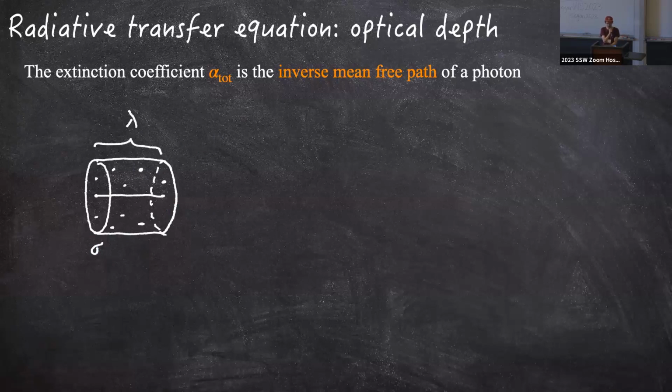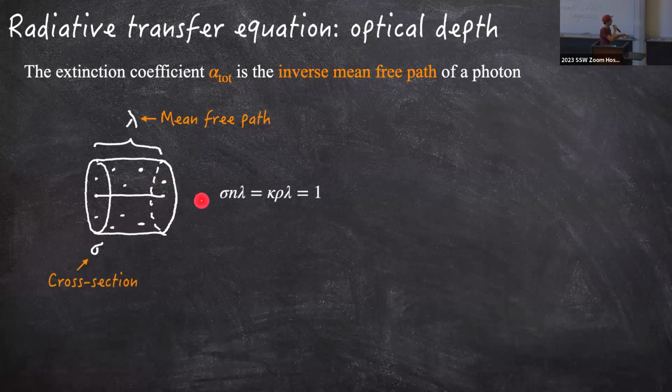And the mean free path is basically, if you multiply sigma, the cross section, times lambda, you get a volume, times the number density of particles, and you want this to be 1. So you just want to interact one time on average, like once. So it's the mean free path.